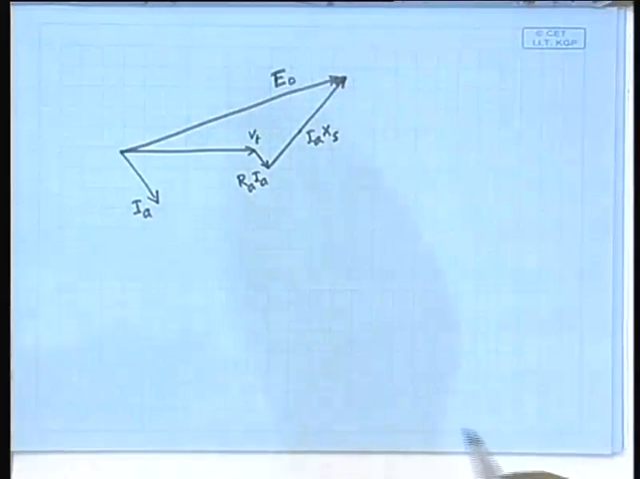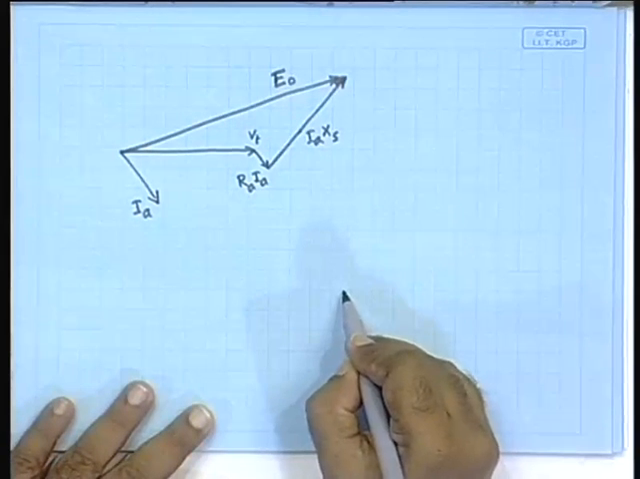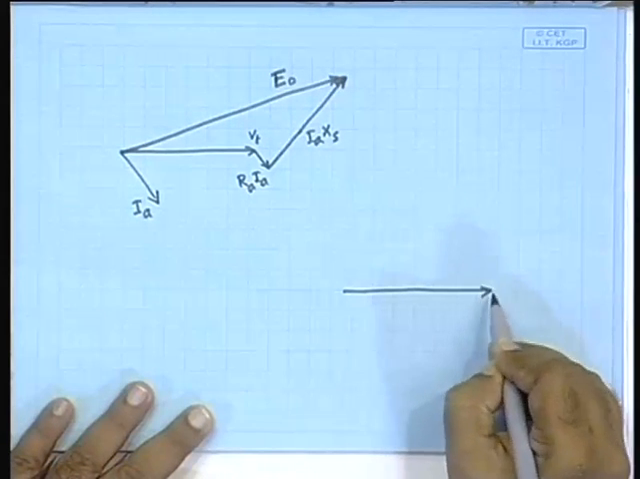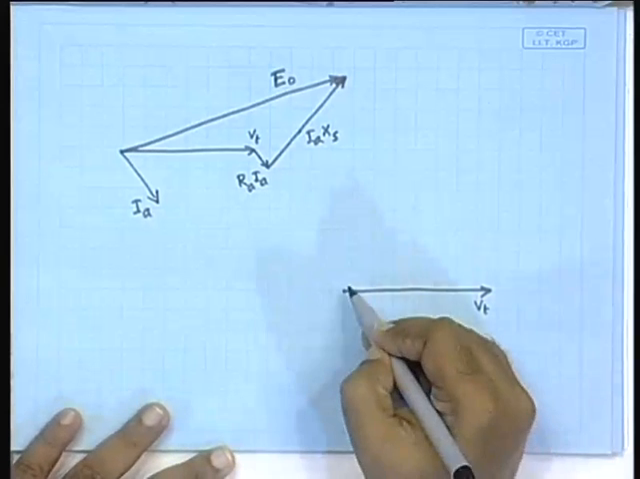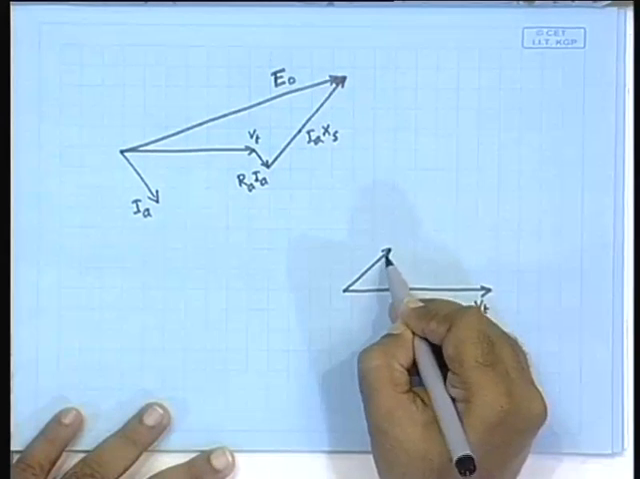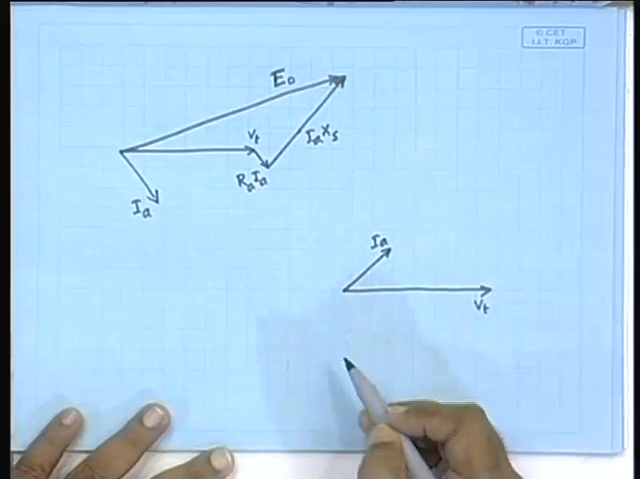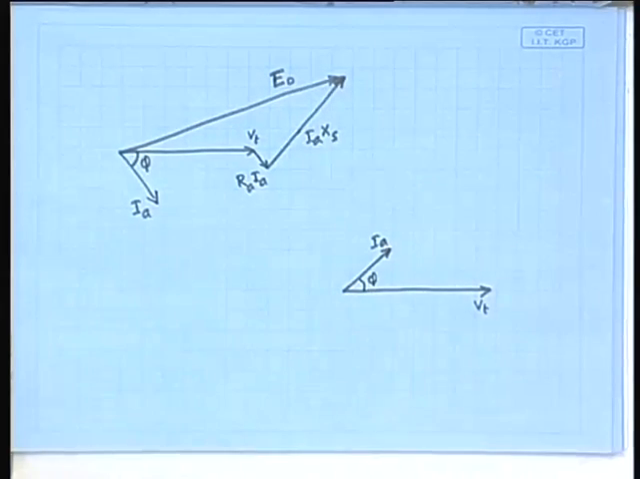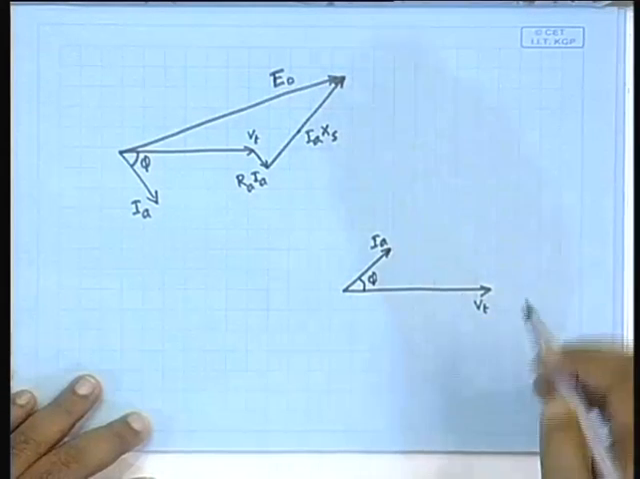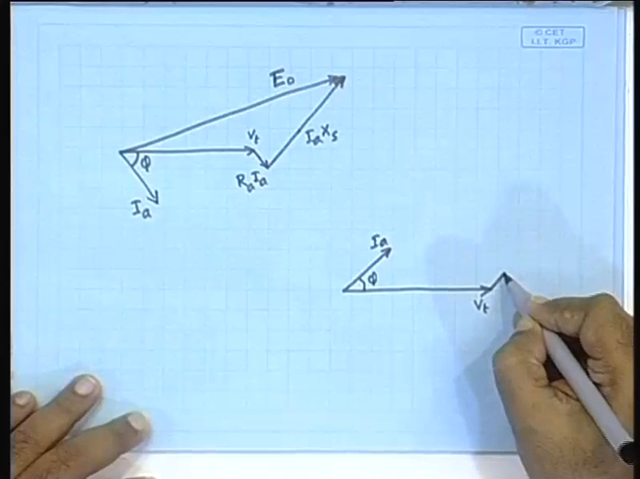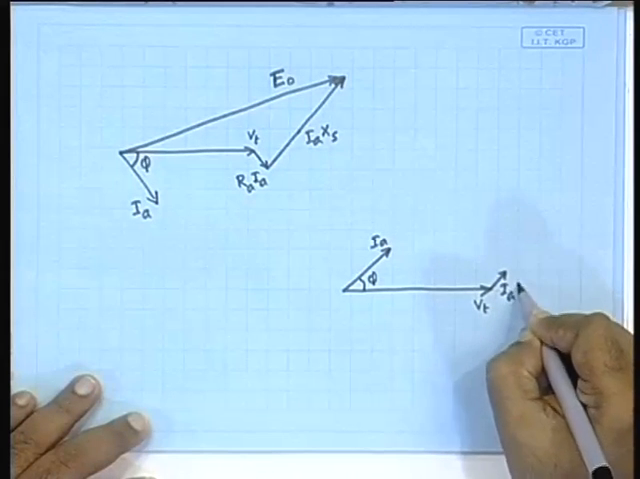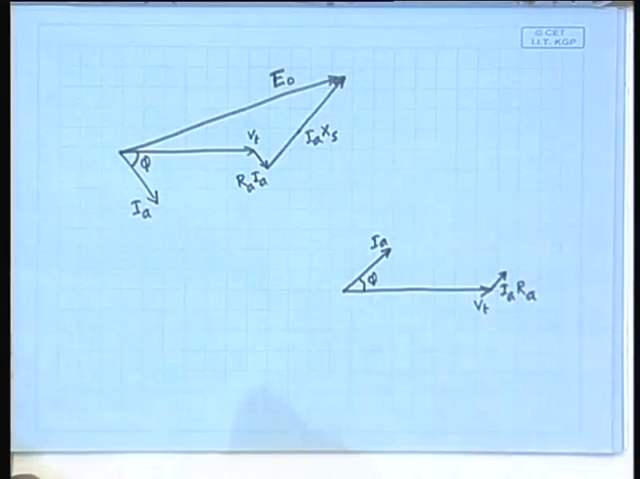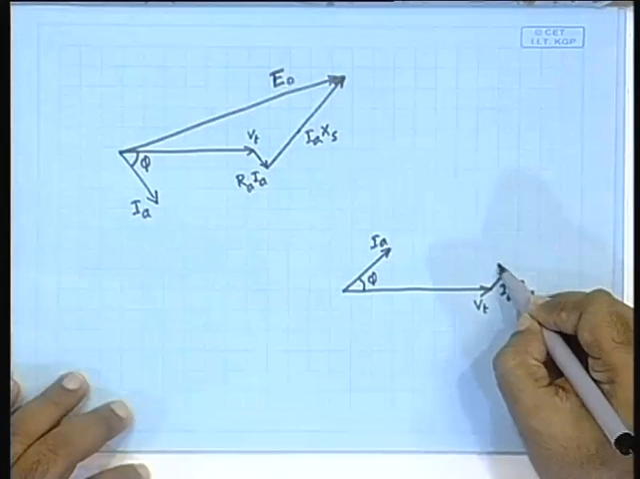Now, notice, if in case your load is capacitive, then what? This is Vt. Here is your capacitive Ia, that is leading. This is your phi. So, now the phi will be like this. It is a leading power factor load. If it is a leading power factor load, you have the Ia Ra in the same direction, and the Ia Xs will be like this.